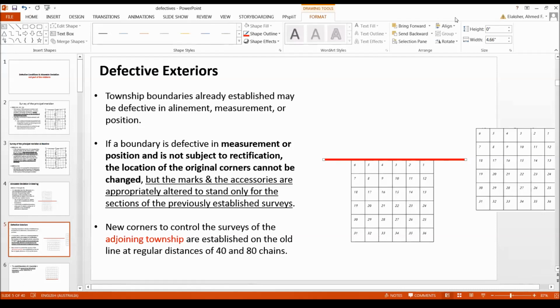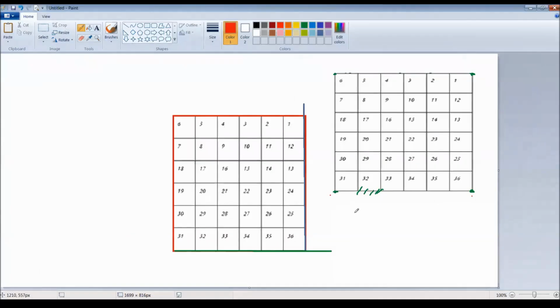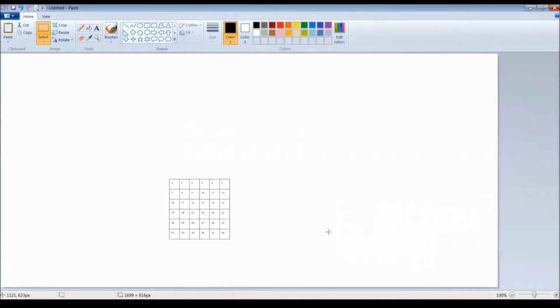Let me show you this in Paint. That might be much better. Paint is here. Okay, so let me create a new one. This is the township that has already been established, and this line here, the northern boundary of the township, has already been established. I cannot change it anyway. This line has already been established for this township. I cannot change it, but it's defective, and I'm going to create a new township above it.